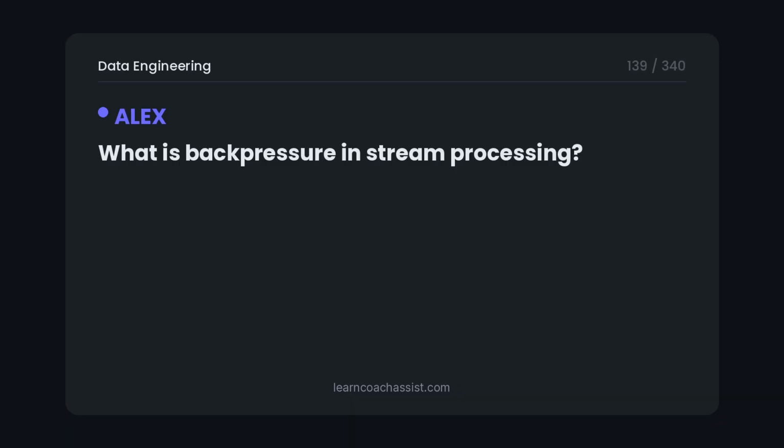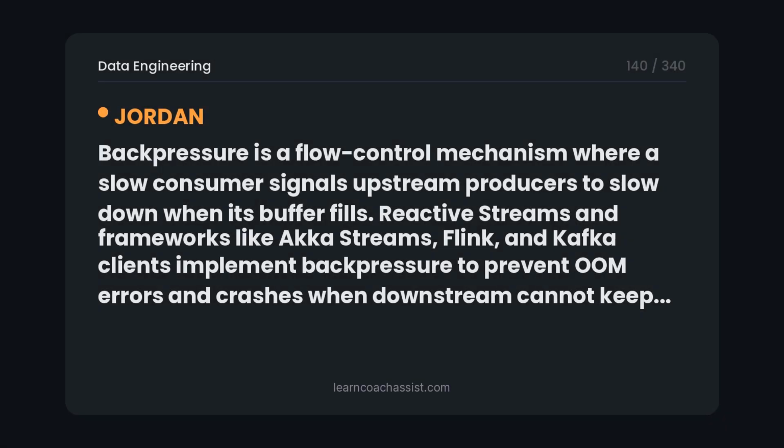What is backpressure in stream processing? Backpressure is a flow control mechanism where a slow consumer signals upstream producers to slow down when its buffer fills. Reactive streams and frameworks like Akka Streams, Flink, and Kafka clients implement backpressure to prevent OOM errors and crashes when downstream cannot keep up with the rate of incoming data.